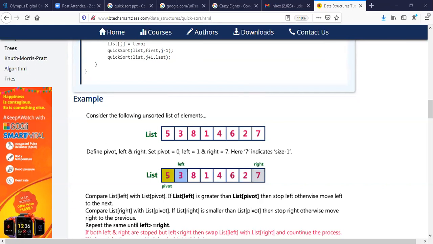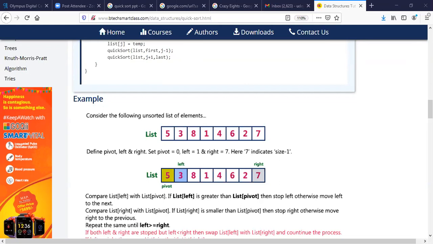Sir, which website should we visit to clear doubts? You can use the same website, btechsmartclass.com. I shared it on screen now. It is a very good website to learn data structure basics, and all the topics will be there. So you have to use this website. If you do not find any topic in this website, you have to go to w3schools.com.